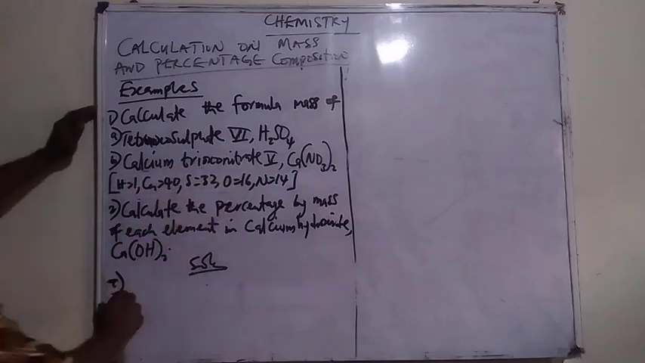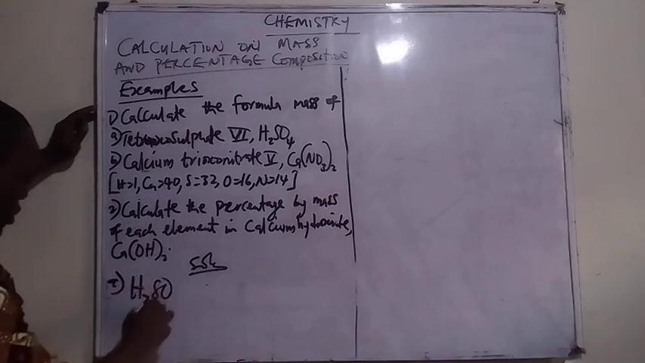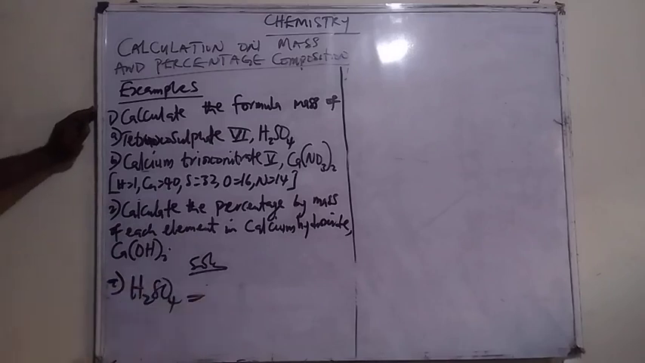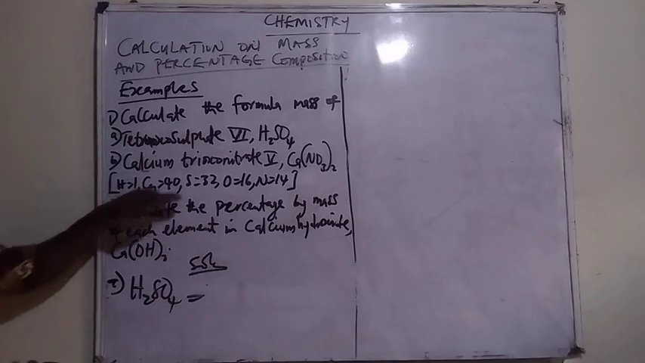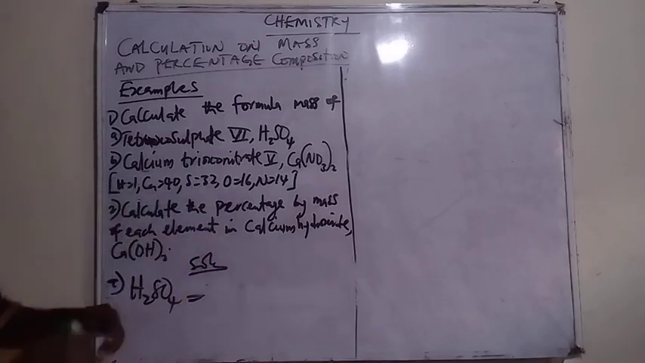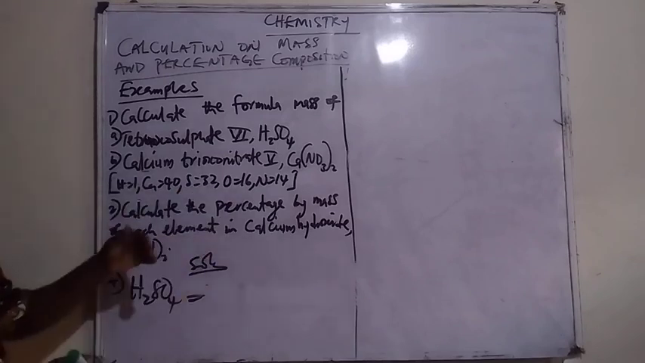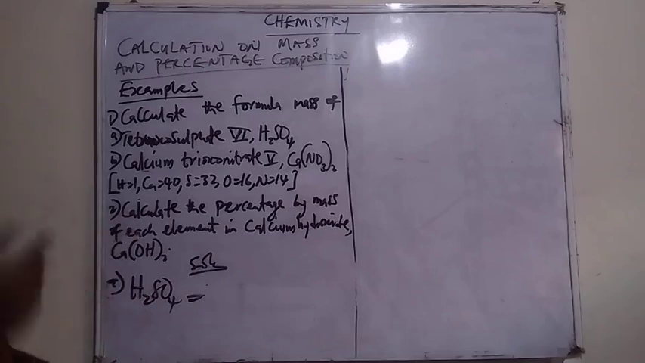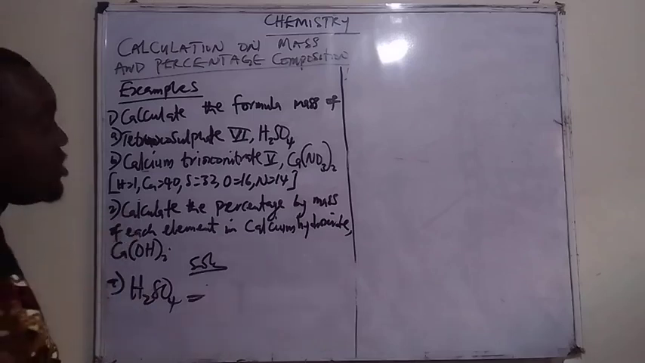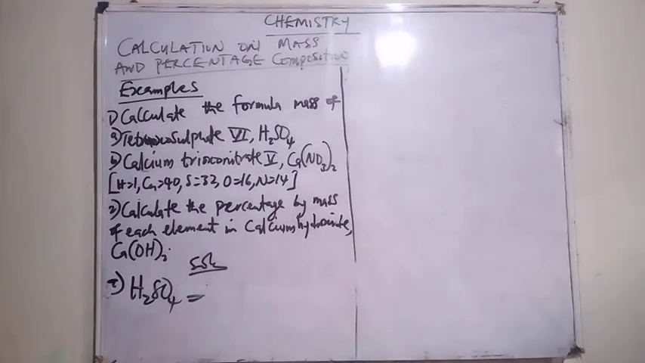The first one is H2SO4. In calculating, they gave us the mass numbers here, so it will be very easy. But please, you should also know it, in case it is not given. In most cases it's always given, but in case it's not, you should prepare yourself ahead.